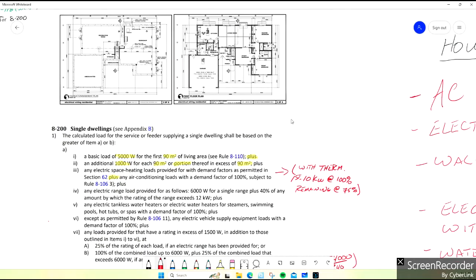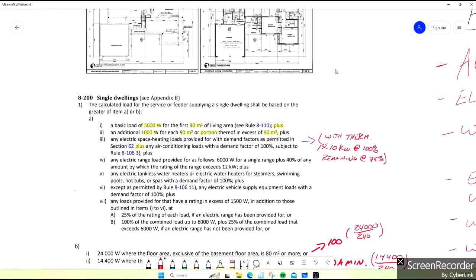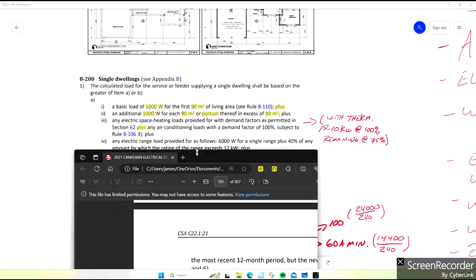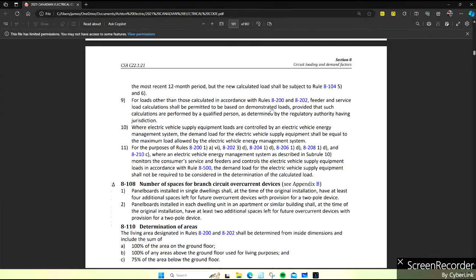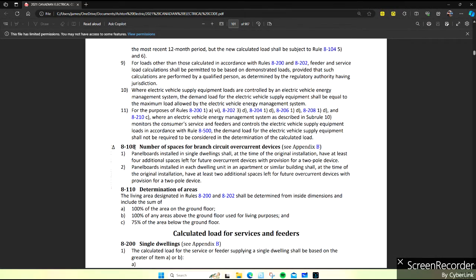Okay, and one other rule I didn't bring up here, but I'll just talk about it for a second here. 8108, subrule 1 here. So it talks about the number of spaces for branch circuit overcurrent protection. And when you read into here, it says panel boards installed in single dwellings shall at the time of the original installation. So this doesn't really pertain to service upgrades, right? But it's still a good idea to follow this. But at the time of original installation, you need to have at least 4 additional spaces left for future overcurrent devices with provisions for a 2-pole breaker, right?